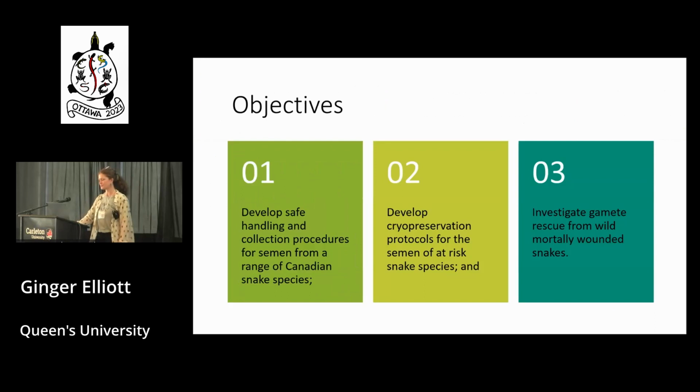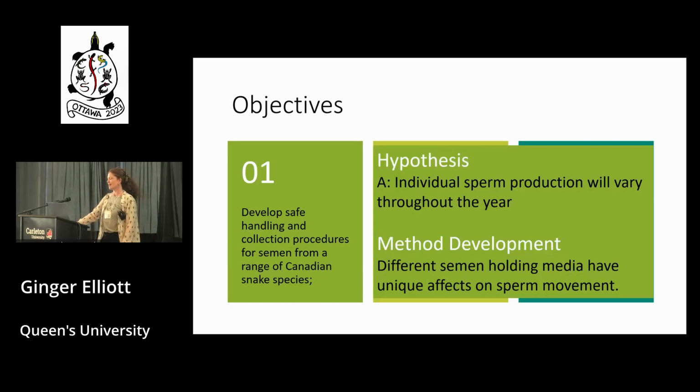So I'm not going to talk to you about all my objectives today, but we are hoping to achieve three things: develop safe handling and collection for a range of species, the primary focus being Eastern Massasauga and gray rat snake, develop cryopreservation from that collection for this species at risk, and potentially investigate gamete rescue from mortally wounded snakes that we are running into on roads in Ontario. I'm just going to talk about one of my hypotheses today because that's a lot. So today I'm going to talk to you about how individual sperm production will vary throughout the year. That's my hypothesis, and I'll show you the results.